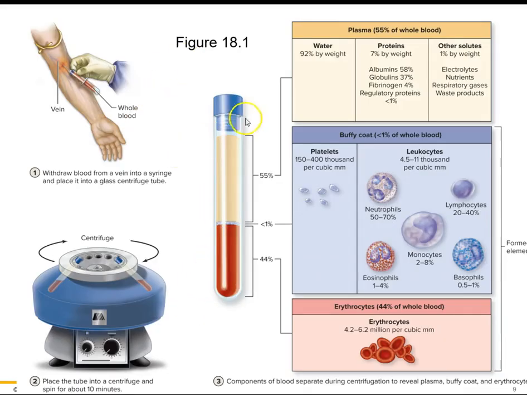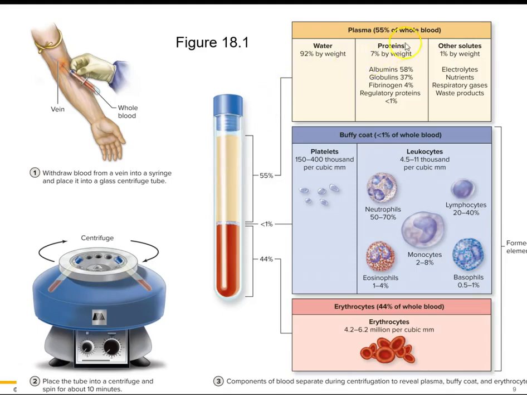All right, so here's that tube of whole blood. They drew it from the patient, took that tube, put it in a centrifuge, and it spins it around. And the densest stuff is going to layer at the bottom, while the less dense stuff is going to be on the top. So let's look at this top layer first.